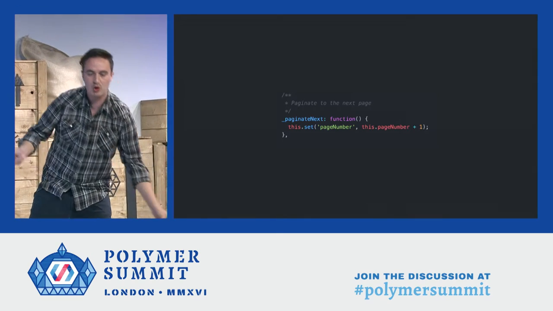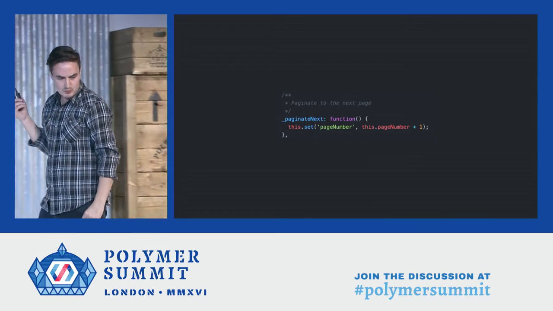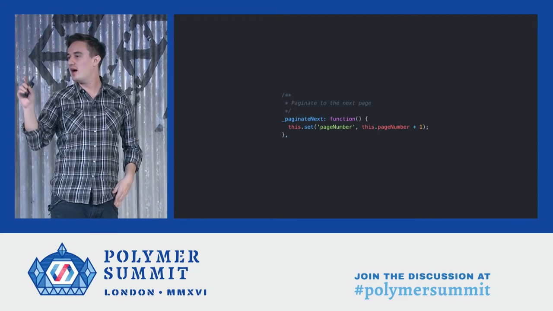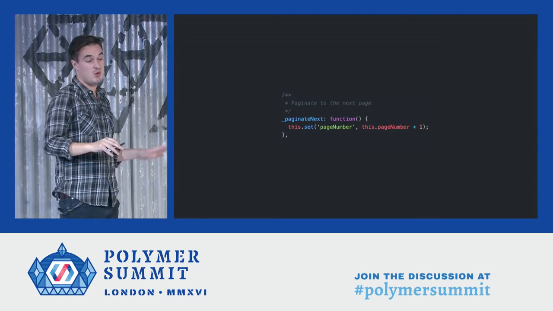So we're going to call pagination next. So when we click it, we're going to set page number, and we're just going to increment it by one. So that's all we're doing. We're just saying, hey, when we click that, update the page number by one, and that's it.